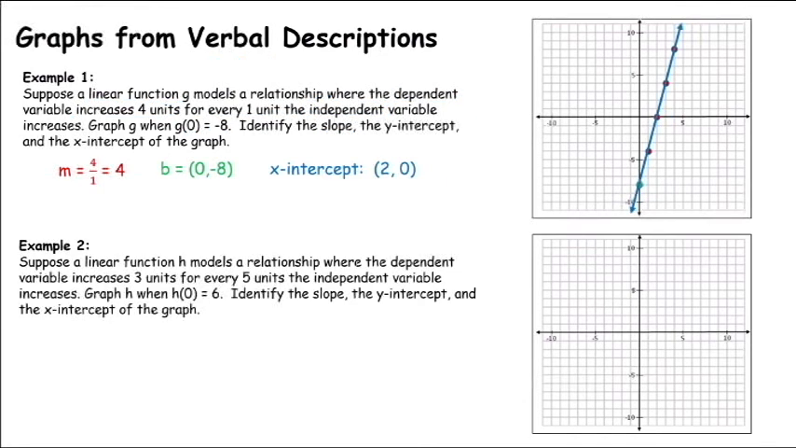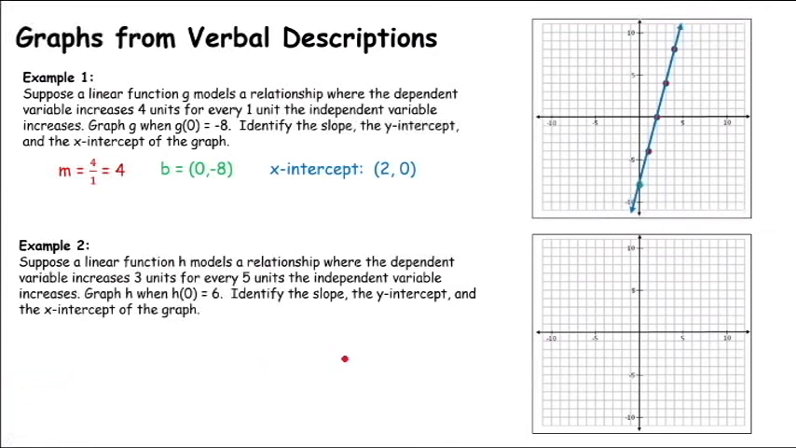Let's try another one. Suppose a linear function h models a relationship where the dependent variable increases 3 for every 5 units the independent variable increases. Graph h when h of 0 = 6. Identify the slope, the y-intercept, and the x-intercept of the graph.